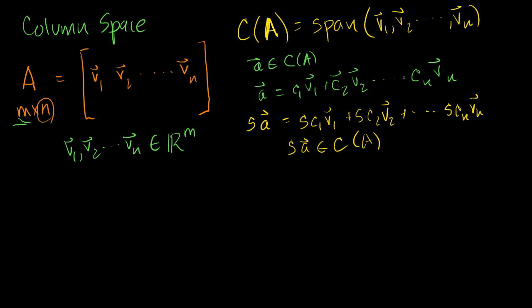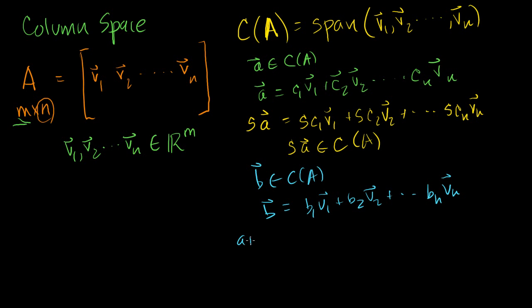We just have to make sure it's closed under addition. So let's say A is a member of our column space. Let's say B is also a member of our column space, or our span of all of these column vectors. Then B could be written as b1 times v1 plus b2 times v2, all the way to bn times vn. And my question is, is A plus B a member of our span, of our column space? Well, sure. What's A plus B?